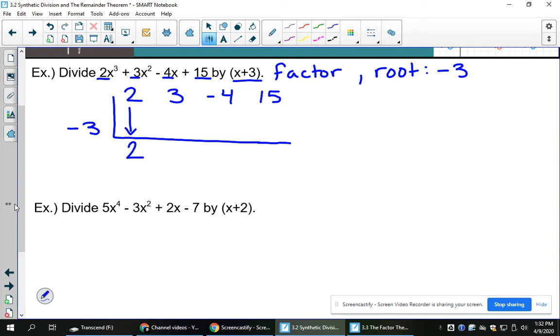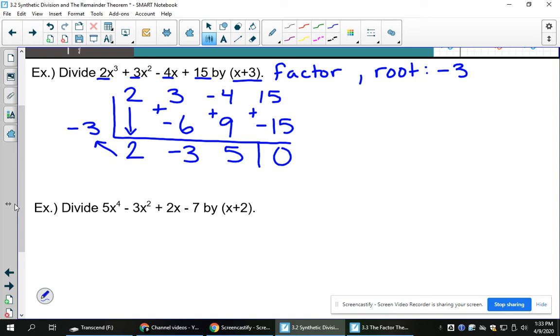Now we multiply. 2 times -3 is -6. And then we just add. 3 plus -6 is -3. Repeat. -3 times -3 is 9. Add it to -4 and you get 5. 5 times -3 is -15. Add it to 15 and you get a remainder of 0. This is happy days if we get a remainder of 0.